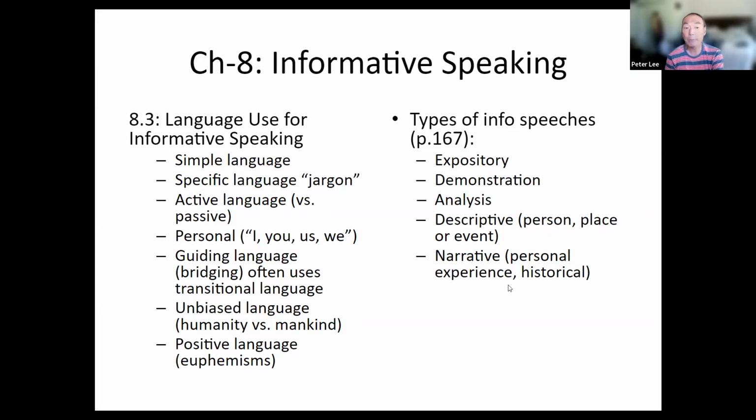Guiding language, bridging language, what we also call transitional language, is really good. Like, follow me here to point number 1. That leads me to point number 2. We're moving on to point number 3, right? So words and language that connects things and shows movement. So it's really good for your transitions.